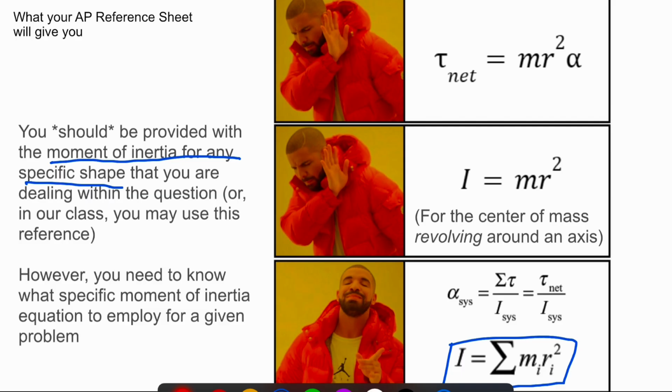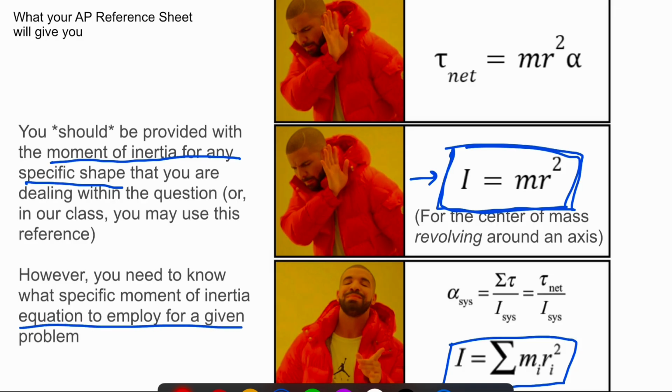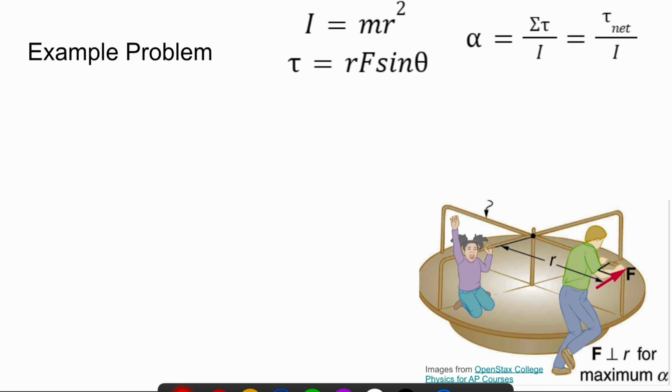However, you do need to know that for a center of mass that is revolving around an axis, you can use this equation right here. We can treat that whole object as its center of mass, use the entire mass, and find its moment of inertia using this equation. So you do need to know which equation to employ for a given problem. Let's put this into practice with this example problem.